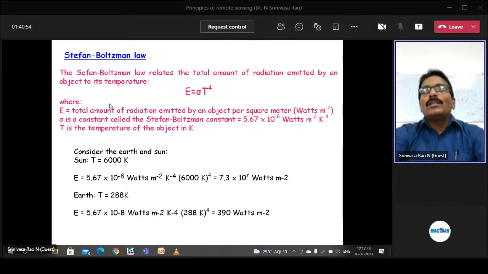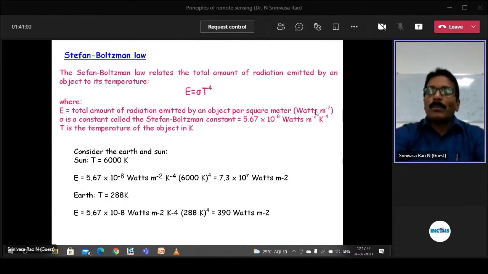So E is the total amount of radiation, in watts per meter square. I'm not elaborating every time. Sigma is a constant called the Stefan Boltzmann constant. Its value is 5.67 into 10 to the power of minus 8 watt per meter square per Kelvin to the power of 4. T to the power of 4 means Kelvin to the power of 4, and T is temperature in Kelvins.